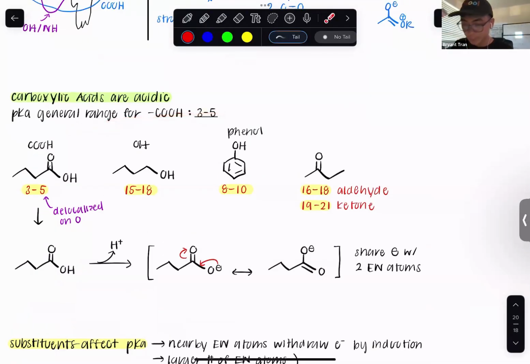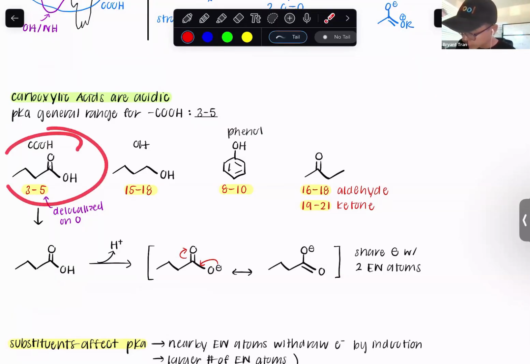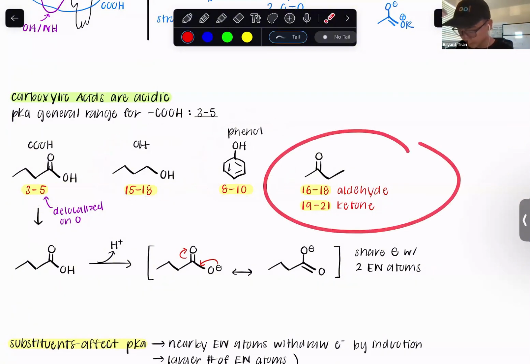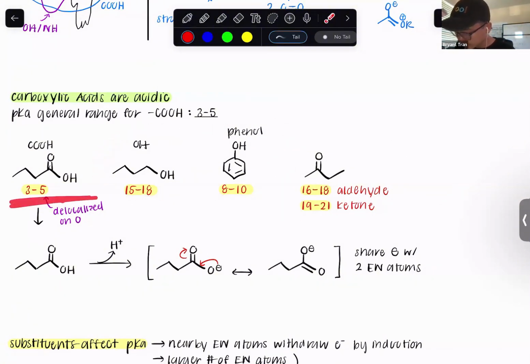The pKa represents acidity. The lower the pKa, the more acidic the molecule is. So we have a carboxylic acid here, we have an alcohol here, we have a phenol here, and we have an aldehyde or ketone here. The carboxylic acid has the lowest pKa, meaning that it's the most acidic, right? And the reason why is because when we deprotonate it to get this conjugate base, it's very stable through resonance, right? That negative charge is on an electronegative atom, oxygen, and it can do resonance.